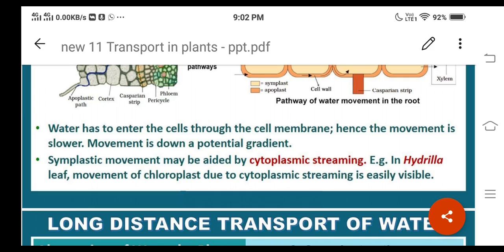To observe this, we are going to perform a small experiment. We are going to take the small leaves of a hydrilla plant, keep one leaf on a slide, add a drop of water, and finally observe that slide under the microscope. When we observe under the microscope, we can observe the movement of chloroplasts inside the cell. Why will the chloroplast move here? It is mainly because of the cytoplasmic streaming, right? Then this is about the symplast.